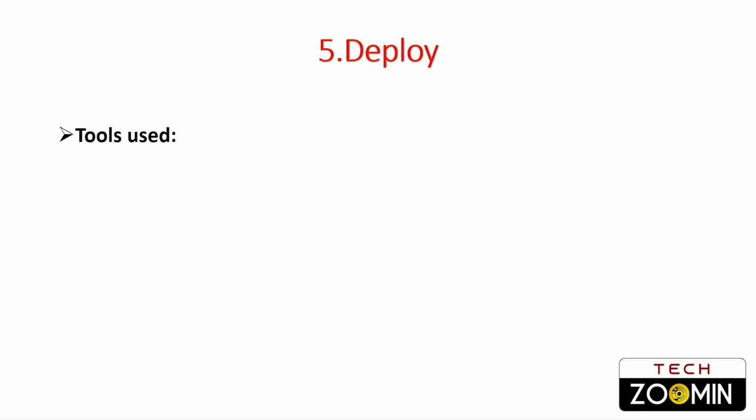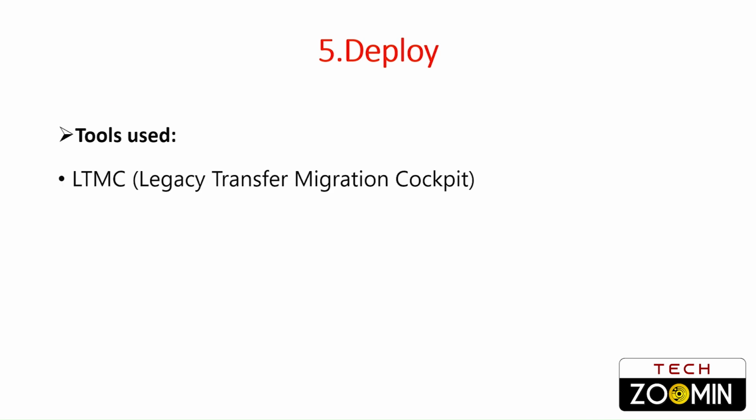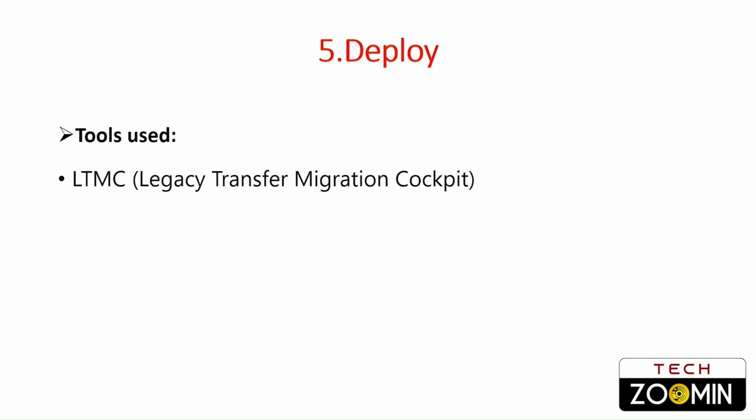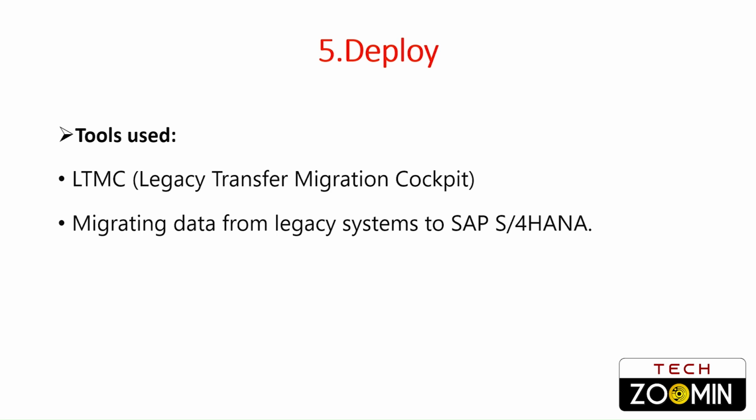Okay, so in the SAP ASAP methodology, for this data migration, we were using tools like LSMW and BDC, right? But in the Activate methodology, SAP has provided a tool called LTMC. LTMC means Legacy Transfer Migration Cockpit. It is a tool provided by SAP for migrating data from legacy systems to SAP S/4HANA. So we use LTMC for data migration. This LTMC will save a lot of time in data migration compared to the previous tools which we used in the ASAP methodology. Okay, that is another benefit in the deploy phase.